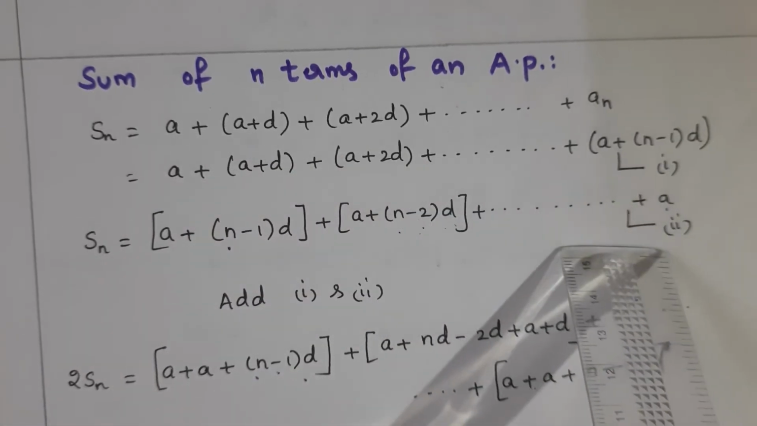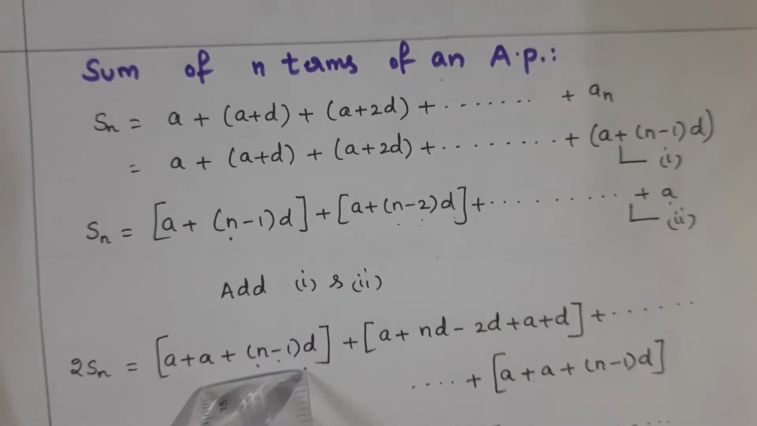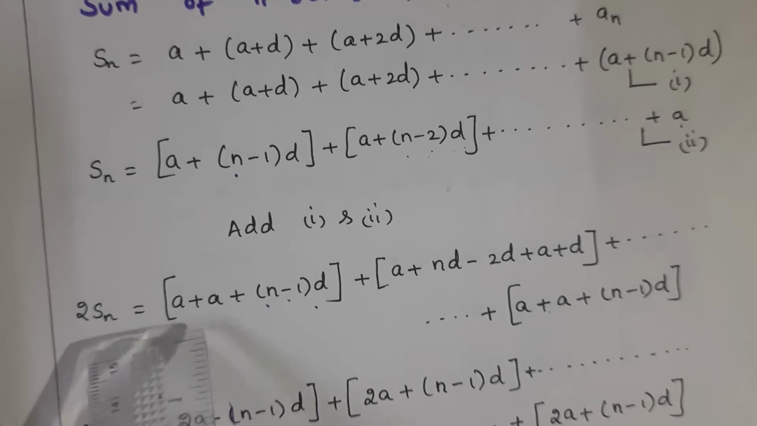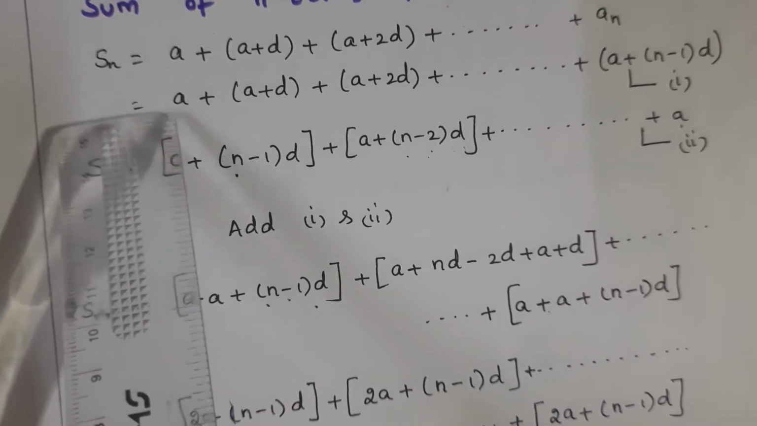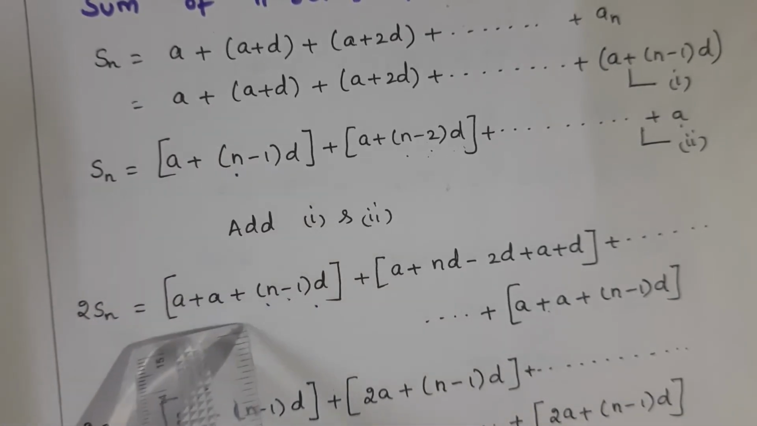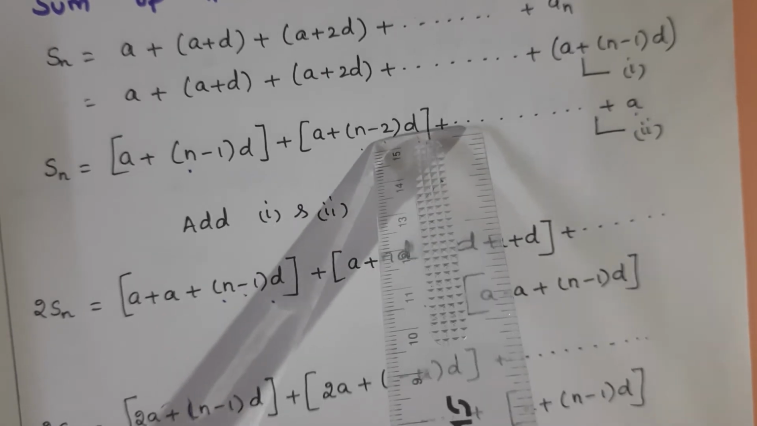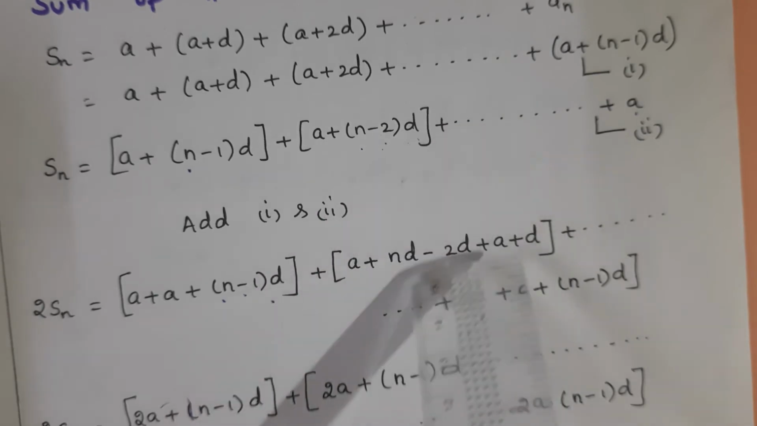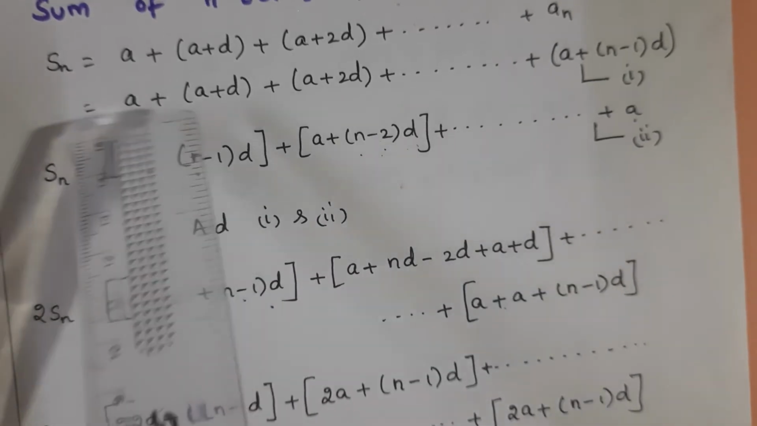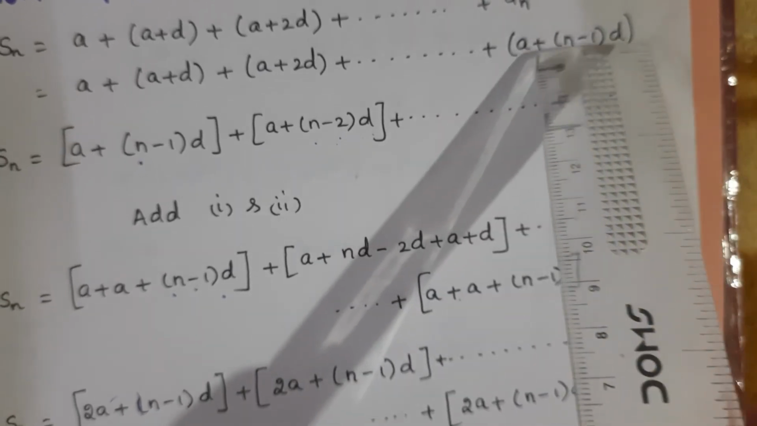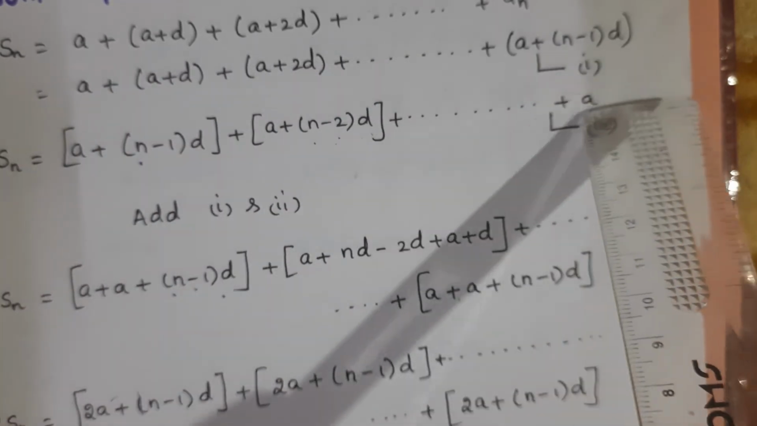Now adding 1 and 2, we get on the left hand side Sn plus Sn becomes 2Sn, the sum of n terms, is equal to, here the first term and here the first term, a plus a plus n minus 1 into d, plus. Next, the second term: here we are opening up the difference, n minus 2 into d we are writing here, a plus nd minus 2d, plus here the second term is a plus d, and so on to the last terms, a plus a plus n minus 1 into d. Simply we are adding the two equations, first terms, second terms, and the last terms.